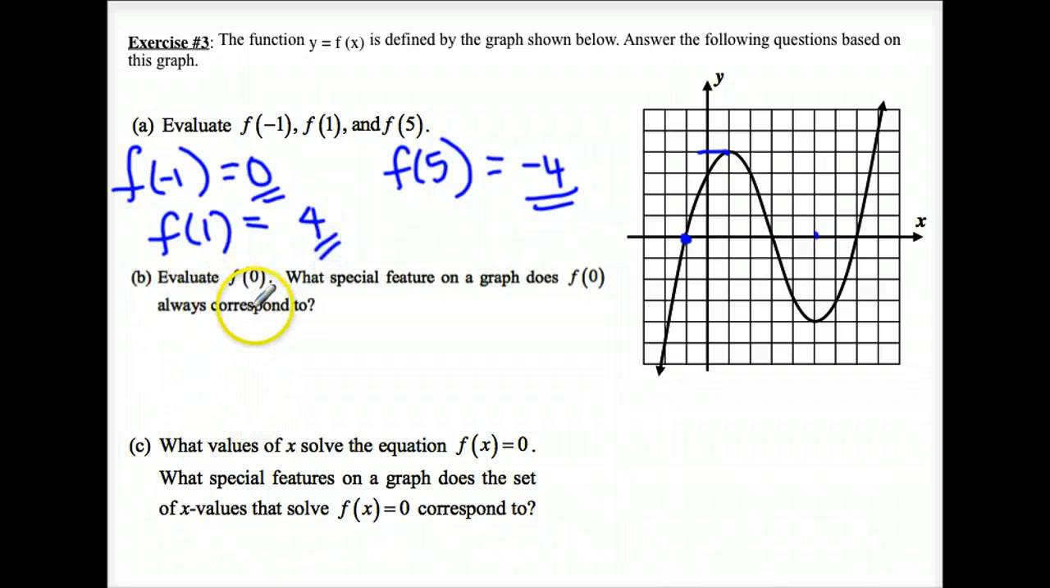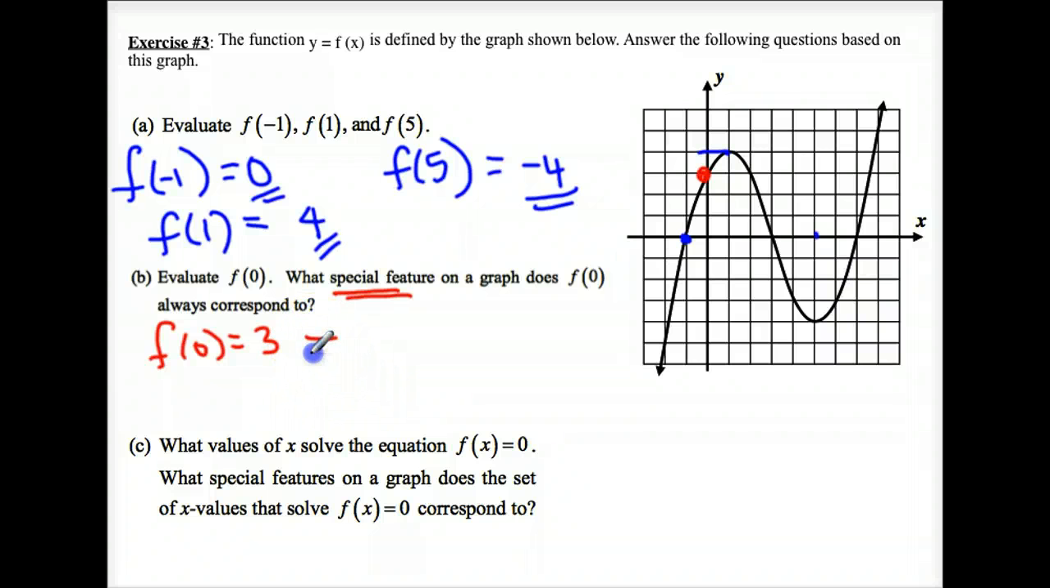Evaluate f of 0. What special feature on a graph does f of 0 always correspond to? So f of 0, this is my 0. f of 0 is this point right here in red, which is 1, 2, 3. So f of 0 is equal to +3. What special feature? What do you notice about this f of 0?